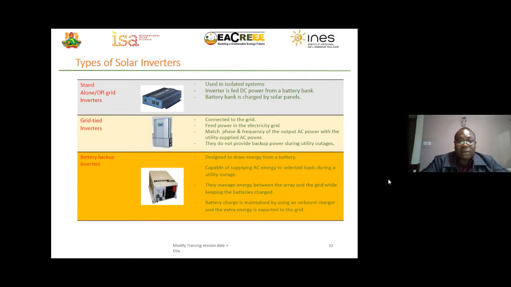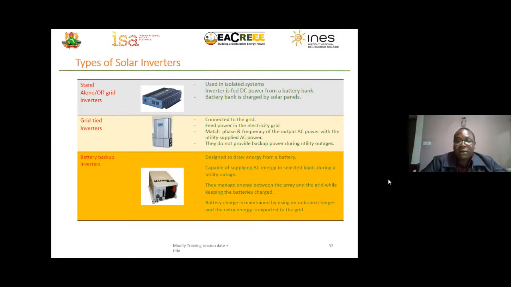Then we have the battery backup system, usually designed to draw energy from the battery. It is capable of supplying AC voltage, AC current or energy to selected loads during a utility outage. And this is commonly used in areas where sometimes we have grid, but the grid is not stable. There are a lot of outages, so it's a kind of backup system.